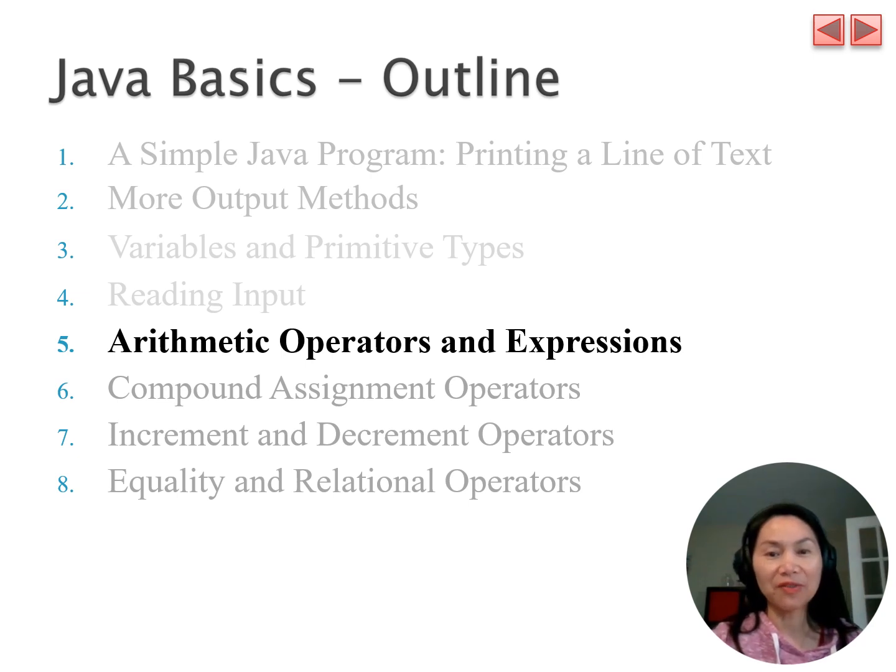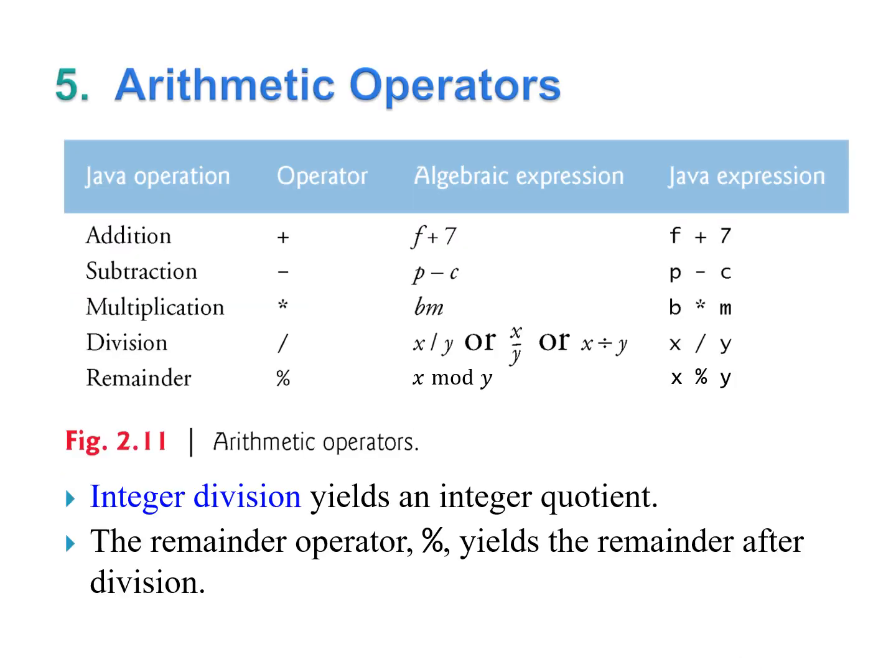Hooray! We have covered four sections of Java basics. Now we move on to section 5, which is about arithmetic operators and arithmetic expressions. This is the last section of Java basics covered in this video. There are five arithmetic operators in Java: addition, subtraction, multiplication, division, and remainder. All of them are binary operators because each operates on two operands.